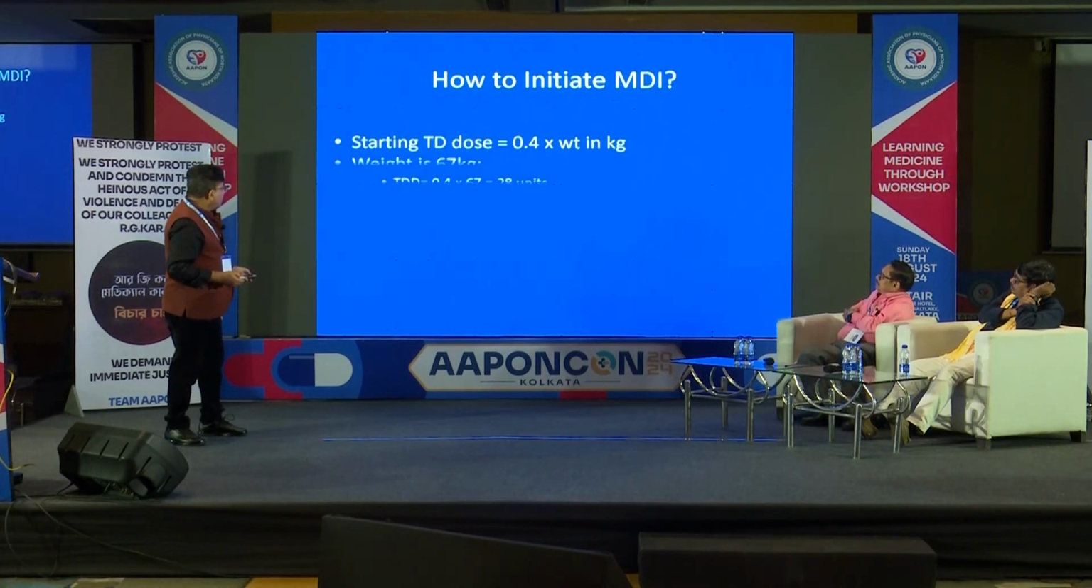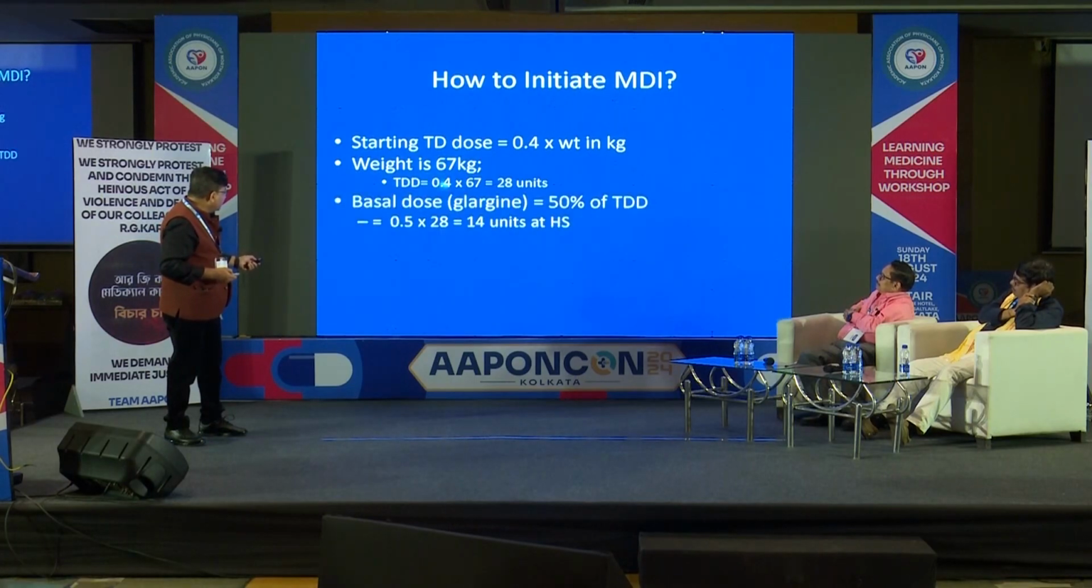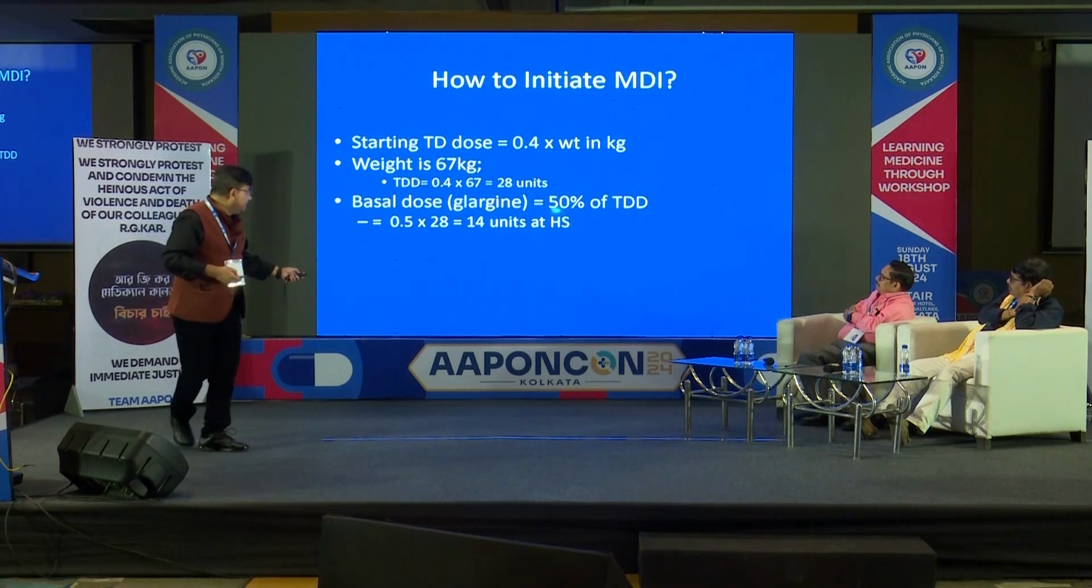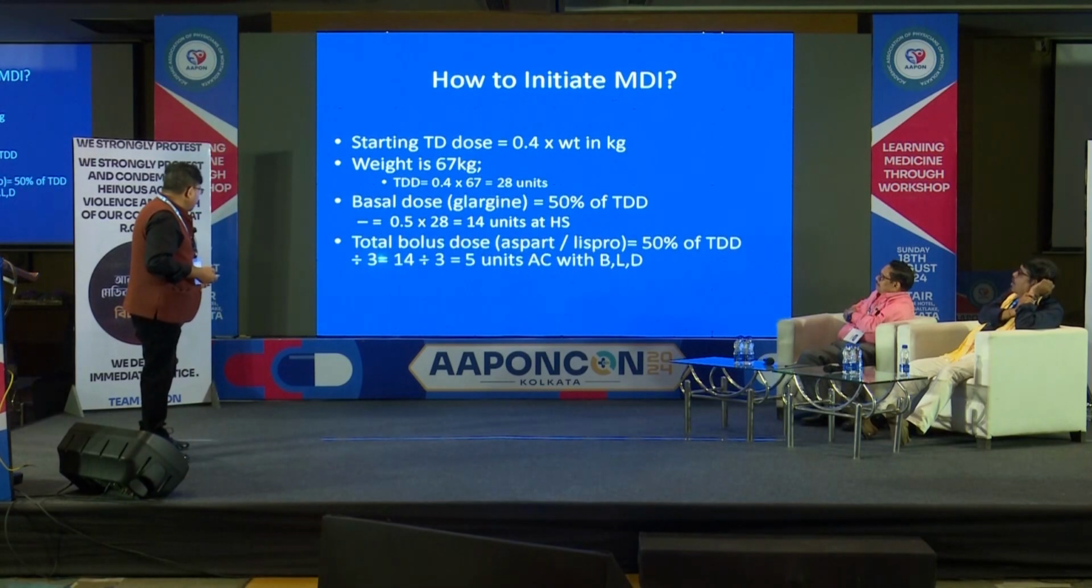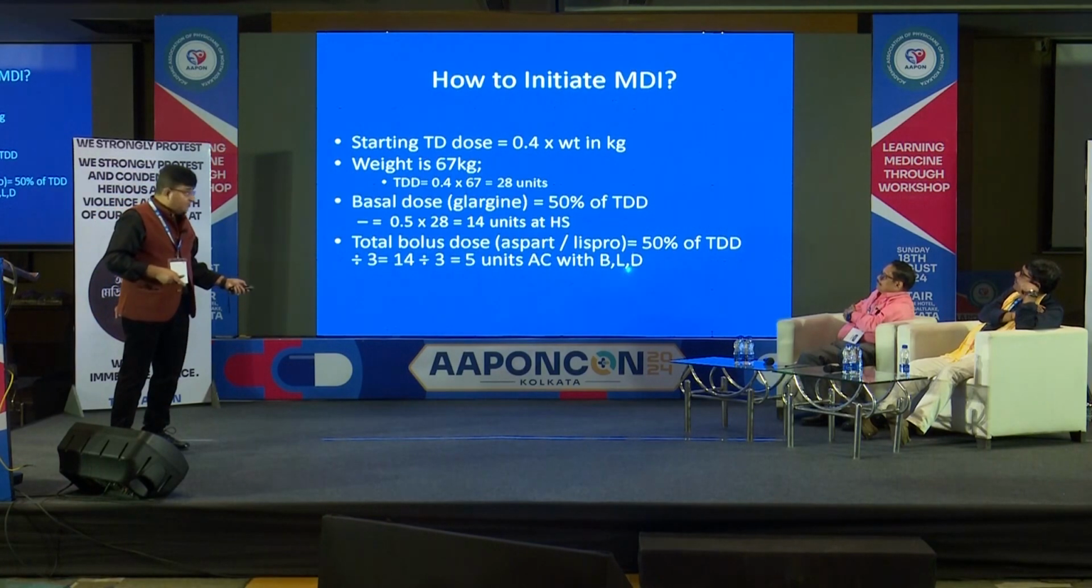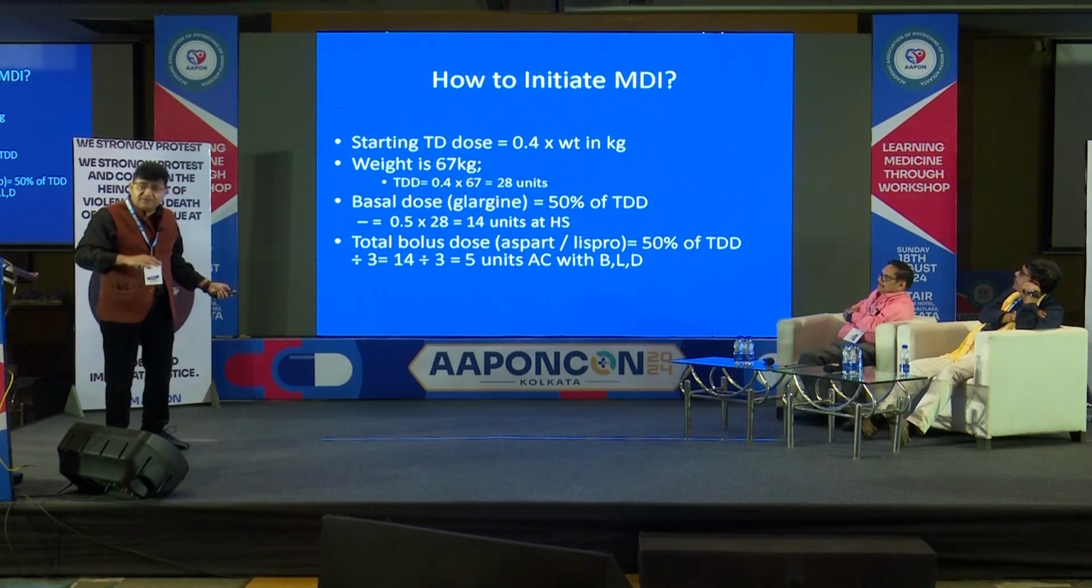So again, if you initiate multiple dose injection, your starting total daily dose will be say 0.4 unit per kilo. The patient's weight is about 70 kilo or 67, you calculated is 28 units. Based on this calculation, 0.4 into 67, 28 unit. So basal dose, say we give glargine, the 50% of total daily dose will be 14 unit, and the prandial dose will be, if the patient is taking 3 meals, 14 divided by 3, approximately 5 unit. Breakfast, lunch and dinner. This is a rough calculation, but it works well.